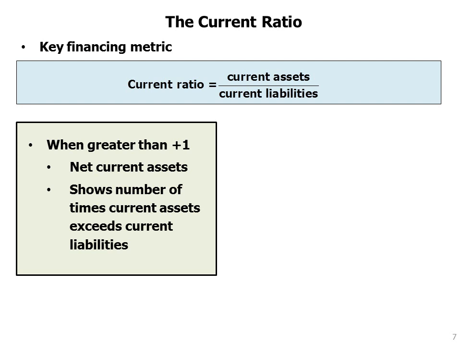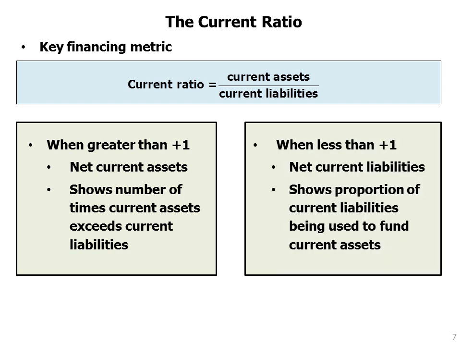In this case, it shows the number of times that current assets exceeds current liabilities, and that excess will need to be funded from non-current liabilities and equity. When less than 1, a firm has greater current liabilities than its current assets, so it has net current liabilities. In this case, the current ratio shows the proportion of current liabilities being used to fund current assets, and the balance that's left over is available to fund non-current assets.